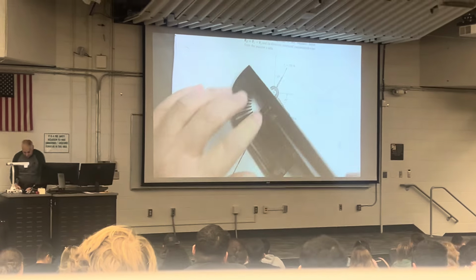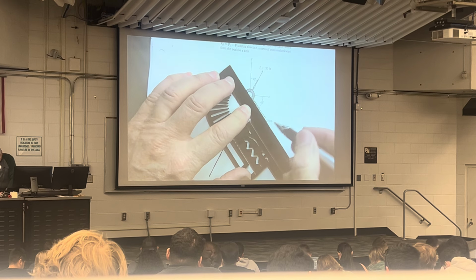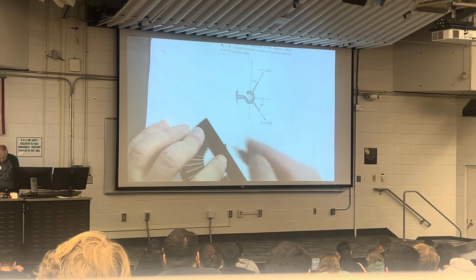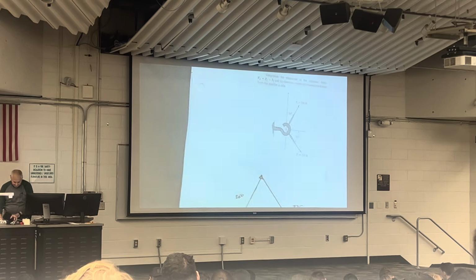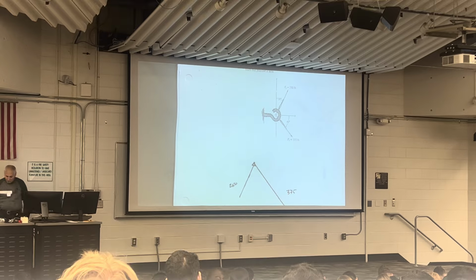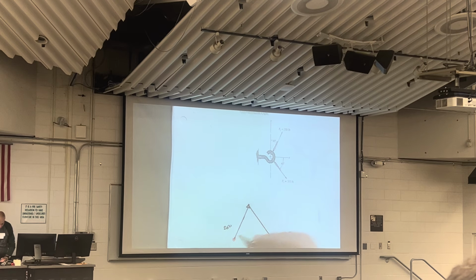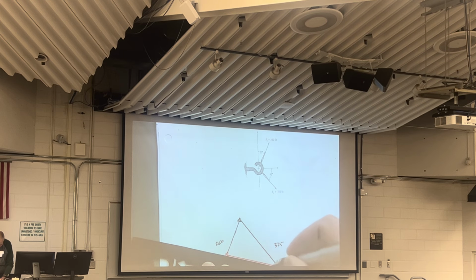I'm going to take this vector right here, 375, and I'm going to move it head to tail to the first one. I'm going to make it a little bit longer, go to 375 versus 250. And then from the tail of the first to the head of the second, I'm going to draw my result.